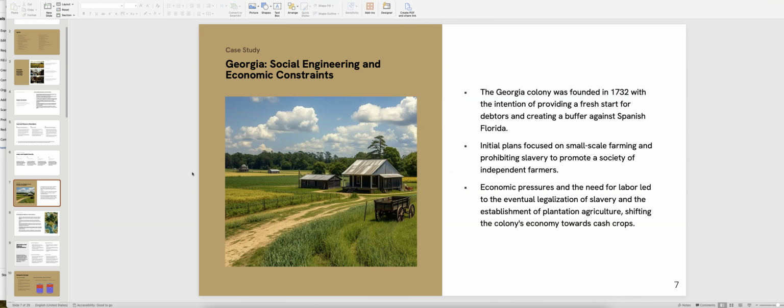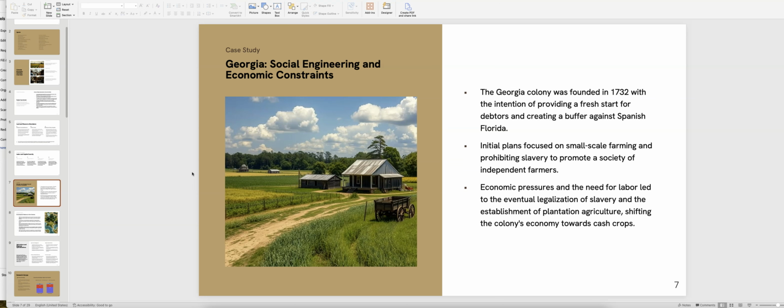I love these pictures. I don't think that's a picture from Georgia. That looks pretty AI generated to me.